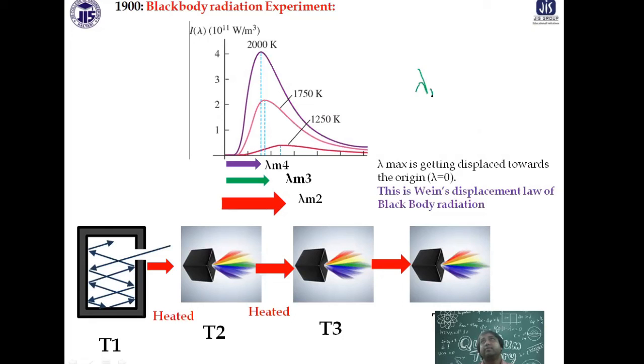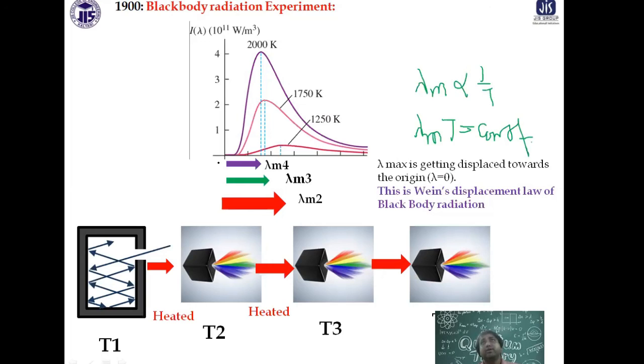This is giving you that lambda m is inversely proportional to the temperature, or in other words, lambda m times T is equal to a constant. Now this is one of the laws of physics. This is called the Wien's displacement law of black body radiation.